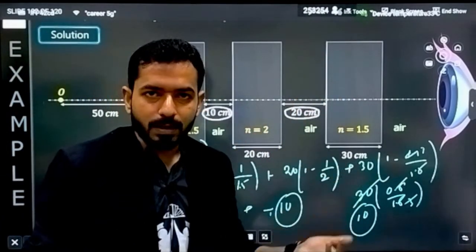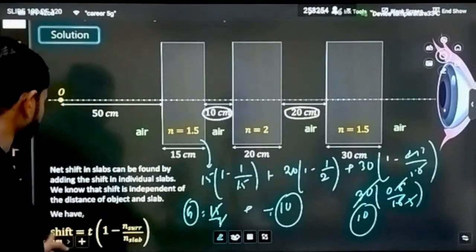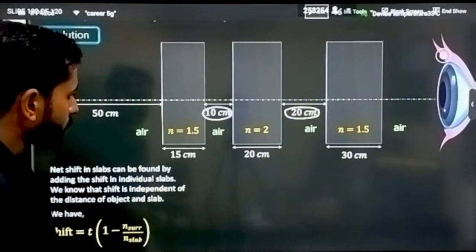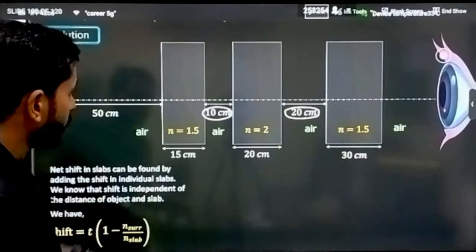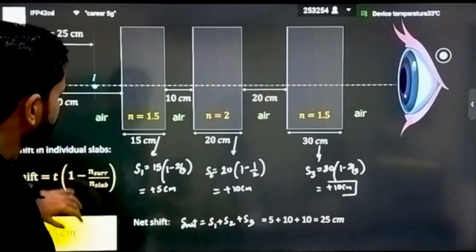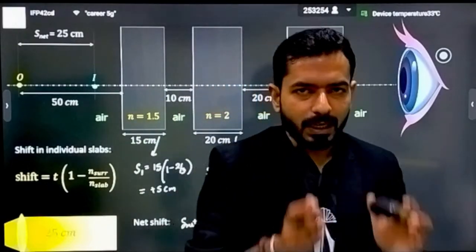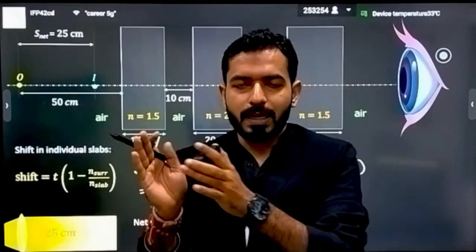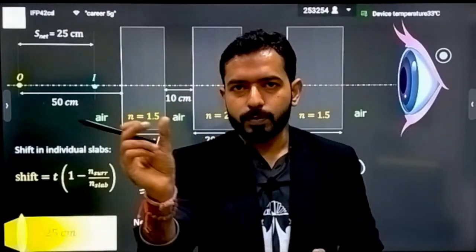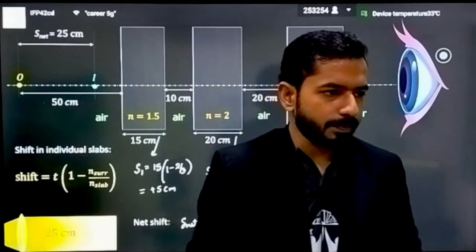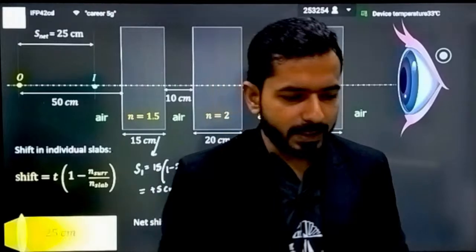So even if you increase it to 100 centimeter, still the things will be the same. Okay. So the net shift will be coming 25 centimeter. Just calculate individually, one slab, second slab, third slab, normal shift, normal shift, normal shift, add up and just quote your answer. Is it clear? Was it interesting?